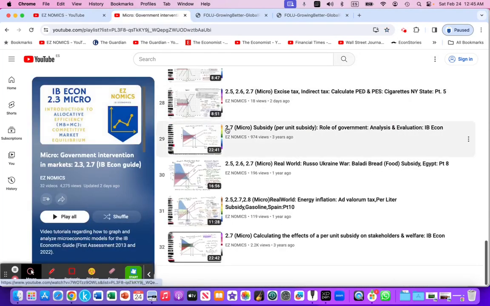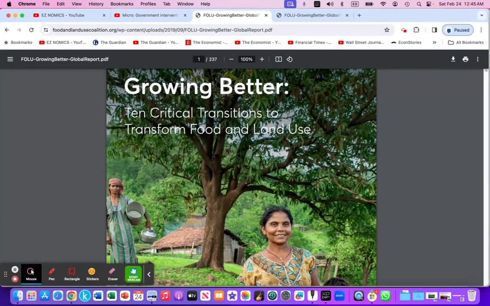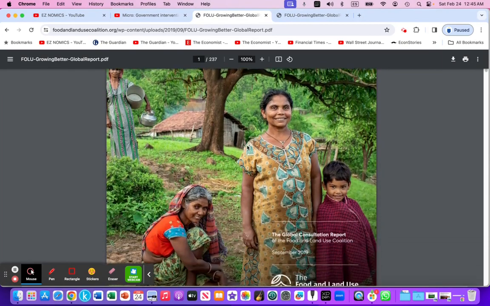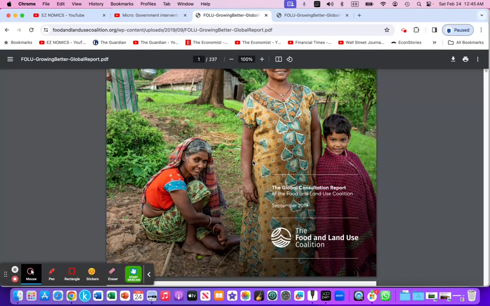Again, here we have an example of a playlist for government intervention. I have the real world example of subsidies for baladi bread in Egypt as a way to mitigate rising wheat prices during the Russian-Ukrainian war, and also the use of subsidies on gasoline for cars during the Russian-Ukrainian war, leading to rising gasoline prices. There's an article that I'll be referring to by The Guardian, and that article refers to this report, looking at how we can better allocate our land resources for food production and reduce carbon emissions from food waste, and also reduce the trend for deforestation.